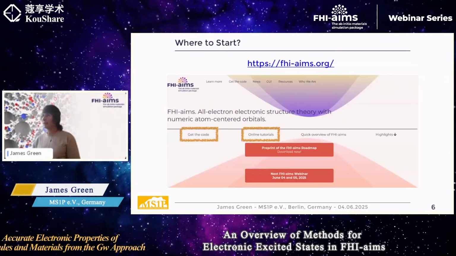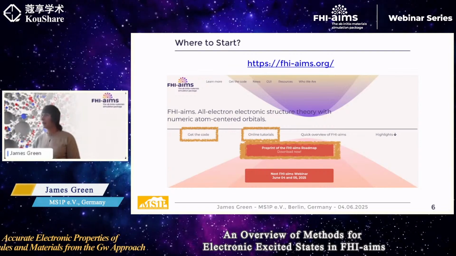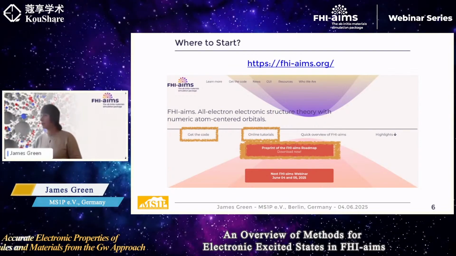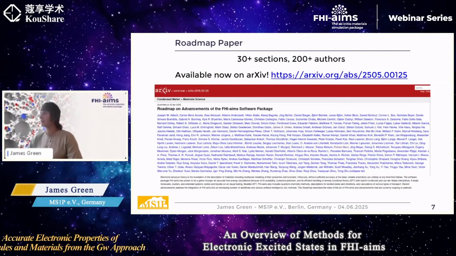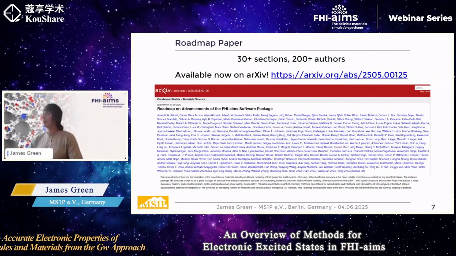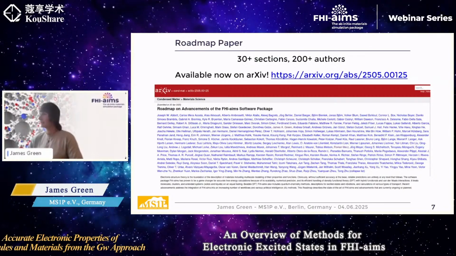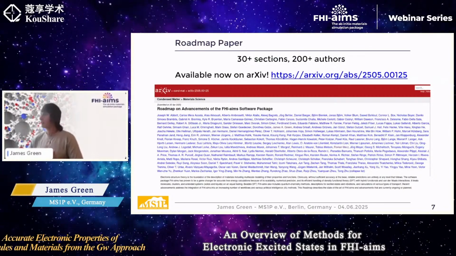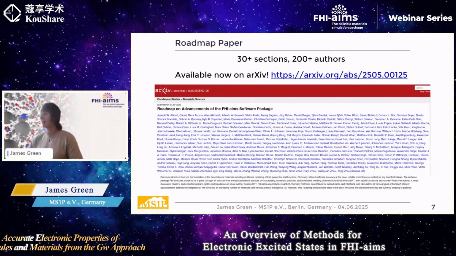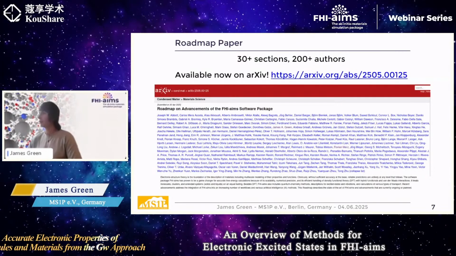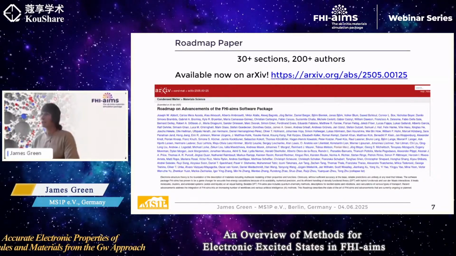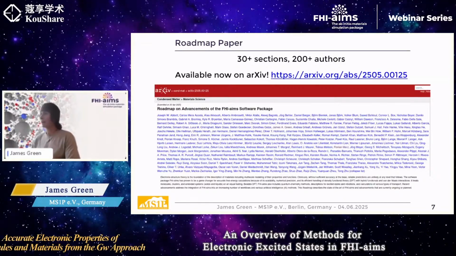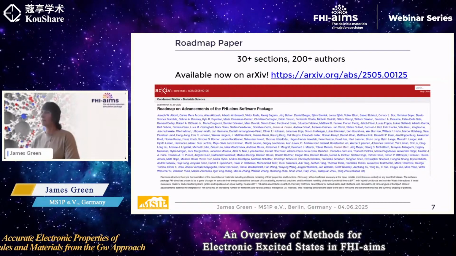As well, on the website, you'll see at the moment a link to a preprint of the FHI-aims roadmap. And this is on arXiv and has more than 30 sections with over 200 authors, essentially describing the last 20 years of development of FHI-aims, plus where it will hopefully go in the future. And I'll touch on some chapters of this roadmap paper a little later on as well.